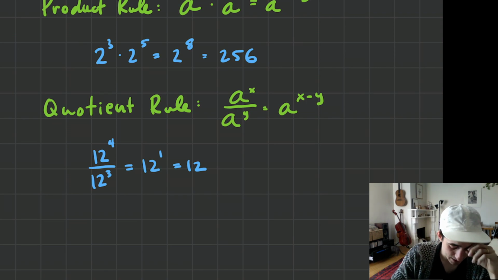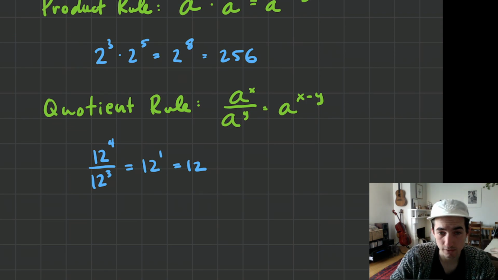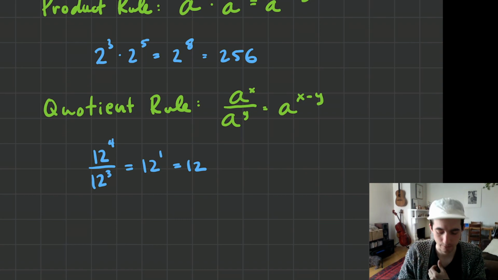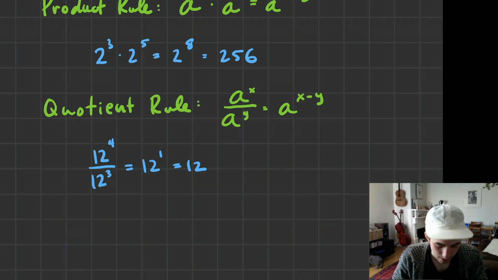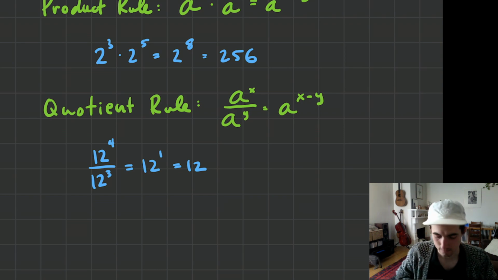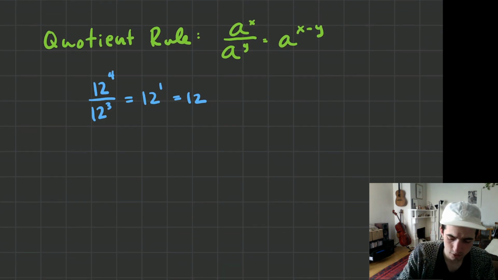So the nice thing about the quotient rule is, can you imagine having to calculate 12 to the power of 4? 12 times 12 is already 144. So 12 to the 4 is 144 times 144. It's a big number. And then dividing that by 12 to the 3, right? So the quotient rule can really just make things easy for us. We don't have to actually deal with those exponents. Okay, that's the quotient rule.